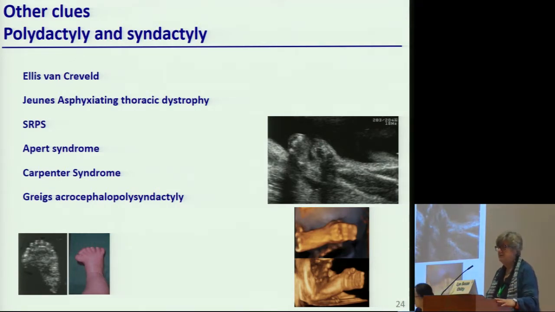So what about other clues? We've been through the major clues that you can get for generalized skeletal dysplasias, but other clues are looking for polydactyly and syndactyly. Polydactyly is useful for Ellis-van Creveld, for the short rib polydactyly syndromes, occasionally for Jones. Mitten hands are a good sign of Apert syndrome. Again, we make that diagnosis based on maternal blood because this is an FGFR2 mutation. And then there are some of the craniosynostosis syndromes, for example, that are associated with polydactyly. So it's a good clue to an underlying genetic condition.